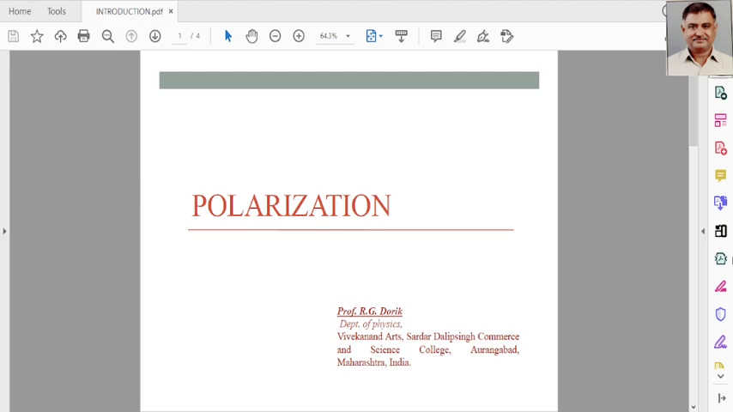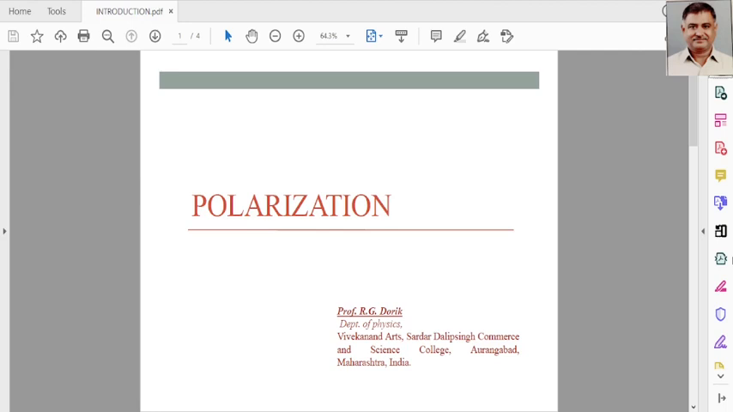Then the optical instruments, in which resolving power we have already discussed. Resolving power of optical instruments, that is the resolving power of prism and resolving power of grating. After completion up to 3 chapters, now we are entering into polarization.